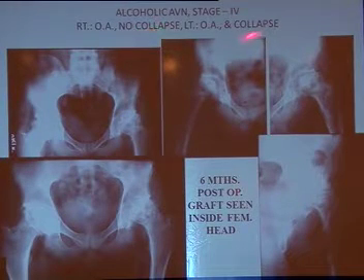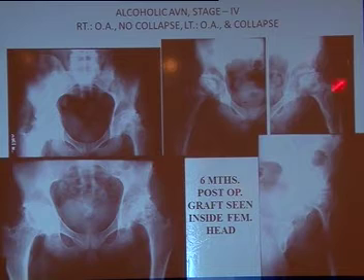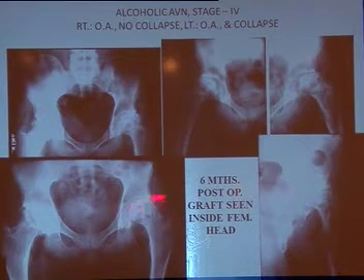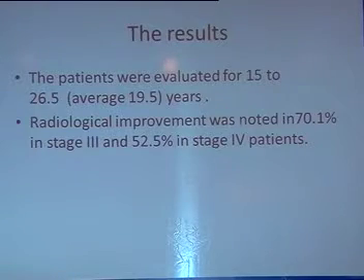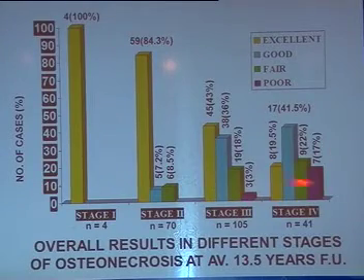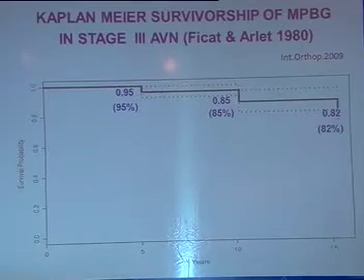This is another case, alcoholic osteonecrosis stage 4. You can see here the linear collapse is going to be remodeled with time. So the results were evaluated at 15 to 26 years, average 19.5 years. Radiological improvement was noted in 70% in stage 3 and 52% in stage 4. But the clinical improvement was 80% in stage 3 and 60% in stage 4. So the radiology doesn't correlate at all with the clinical parameters.